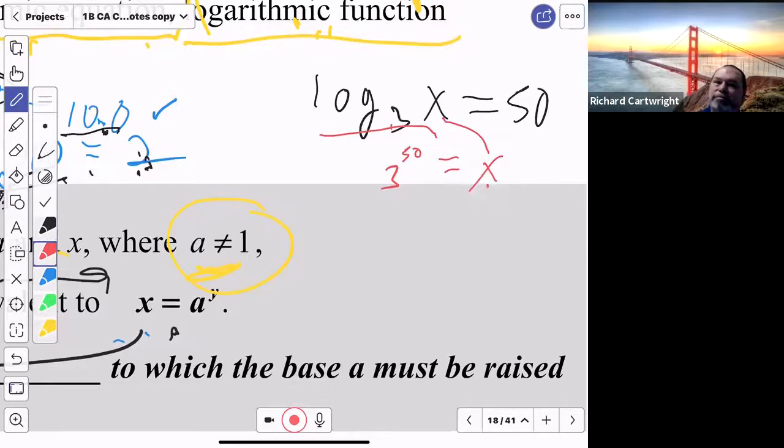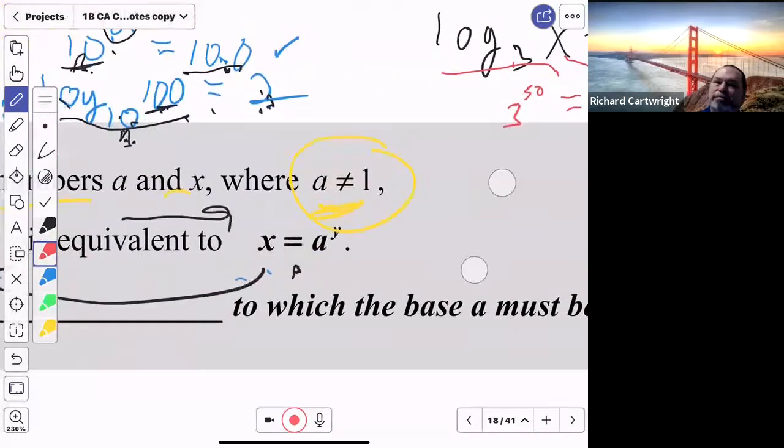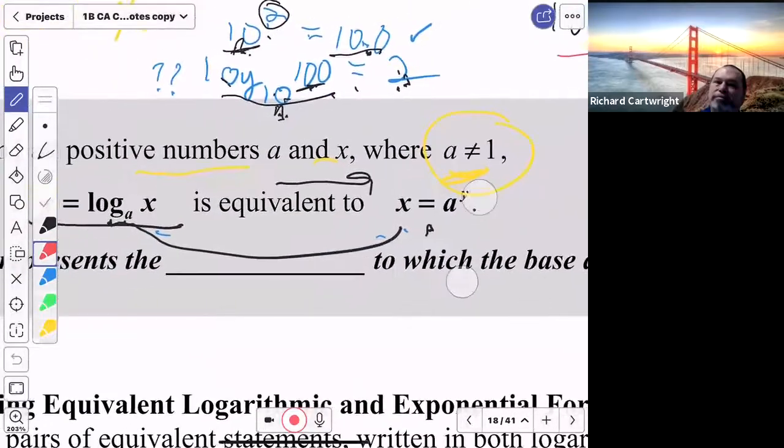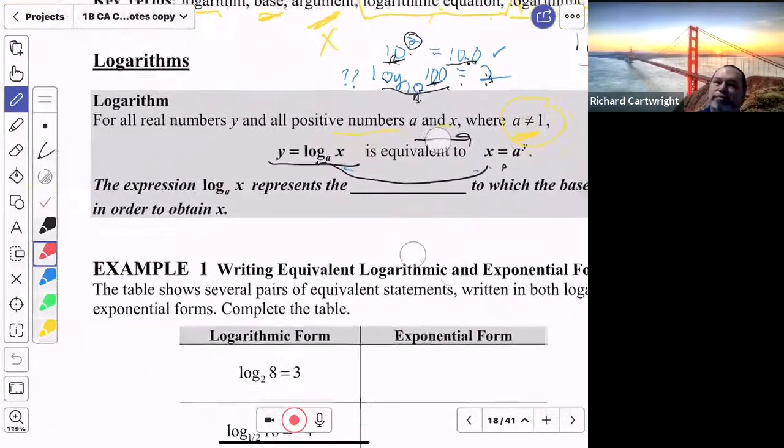I don't know what 3 to the 50th is, but you guys have a calculator sitting next to you. Somebody could tell me what x is by taking 3 caret 50. Does anybody want to volunteer that? I know it's huge. Nobody. Okay, moving on. That means either we're not in the room and you're not picking up a calculator and you're just watching me work.